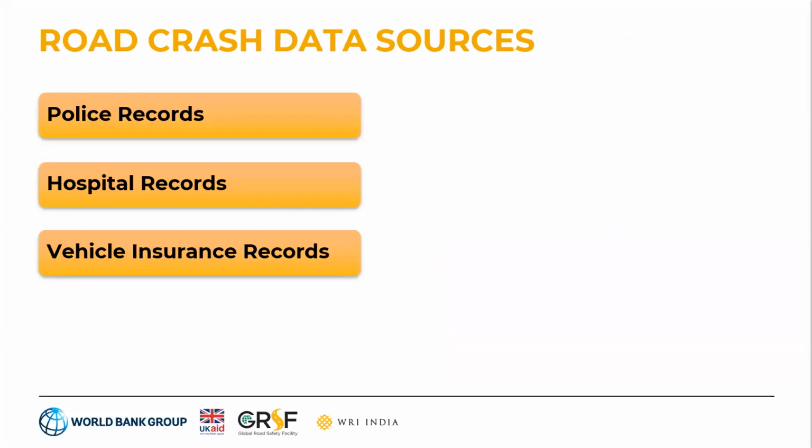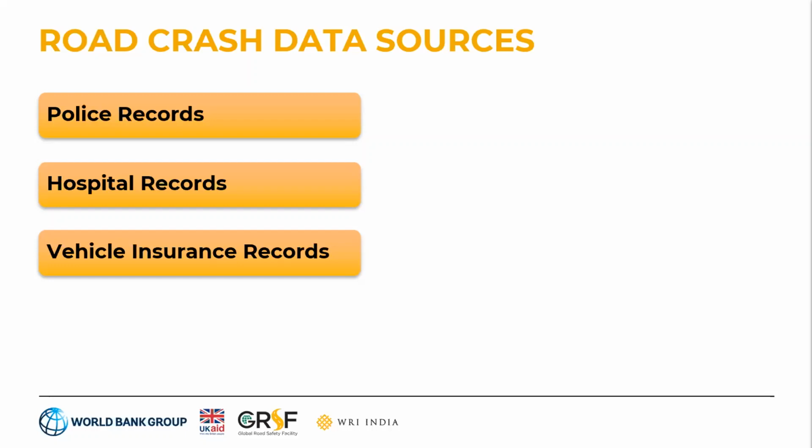So the three basic sources for road crash data, one, obviously police records. They tend to be holistic, where you get a lot of the information that I had on the previous slide. But sometimes police records will not be adequate. And that's where you can supplement that with hospital records and vehicle insurance records.